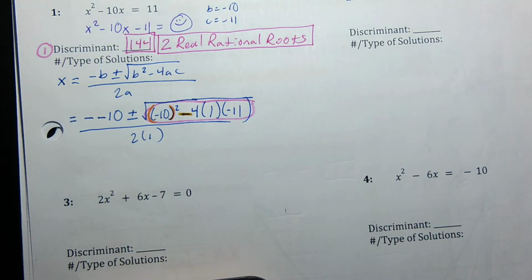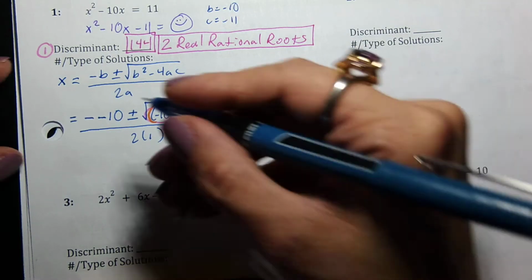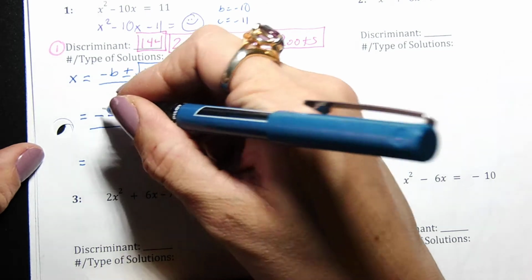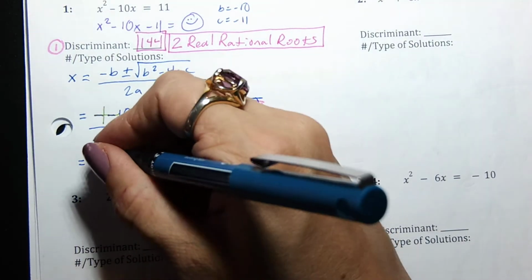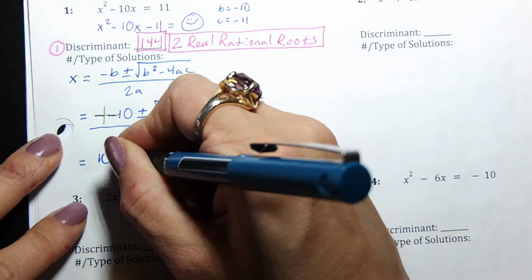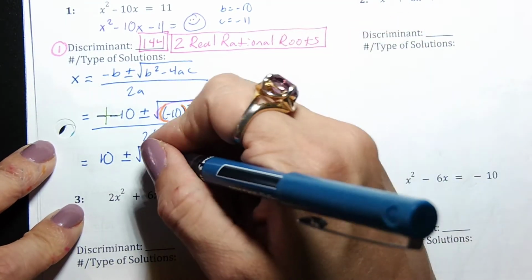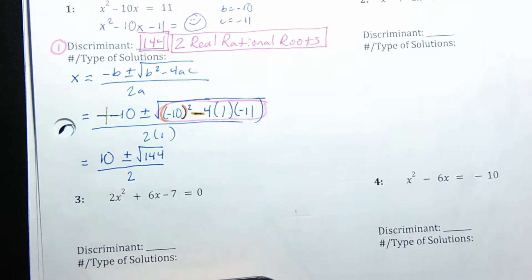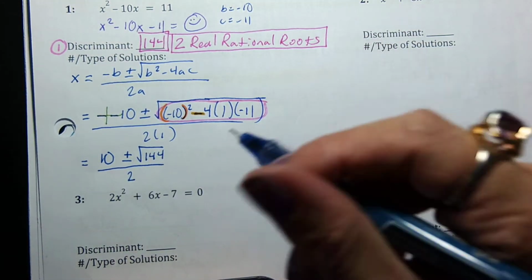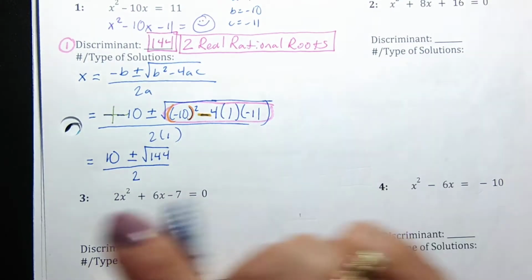So let's go to our next line of work. That negative 10 is going to become a positive 10. And then we've got plus or minus the square root of 144, all over 2. Can I divide that 144 by 2?